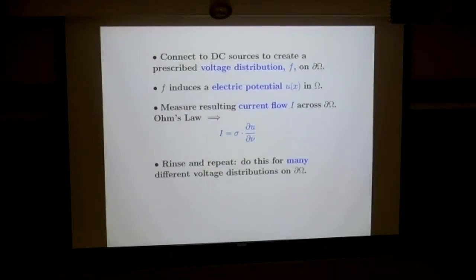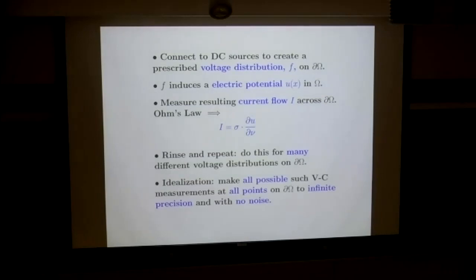And now we do this many, many times. We think of doing an experiment where we have a fixed body, a time-independent body, and we do this for many, many different values of the voltage distribution F at the boundary. We record the resulting current flows, and from all these measurements, we would like to determine sigma inside the body.